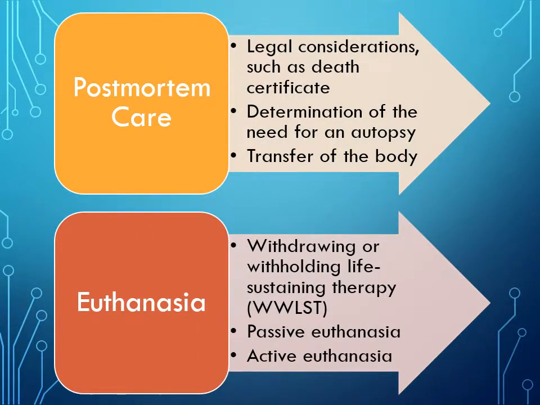Previously, in one of the other lessons, we discussed euthanasia. I'm going to go a little bit more into detail about euthanasia. This is withdrawing or withholding life-sustaining therapy. There is passive euthanasia, and that's discontinuing one or more therapies that might prolong the life of a person who cannot be cured by the therapy. Another phrase used is letting the person die naturally or allowing natural death.